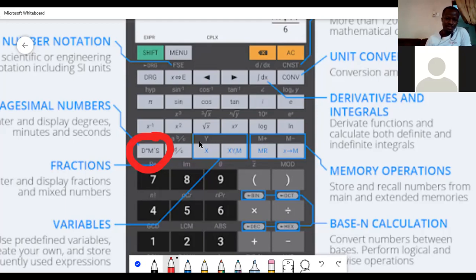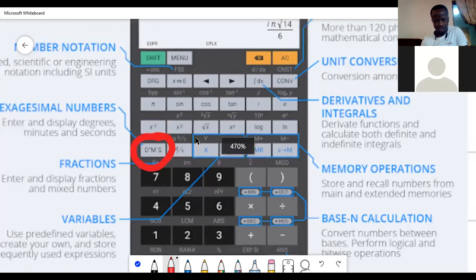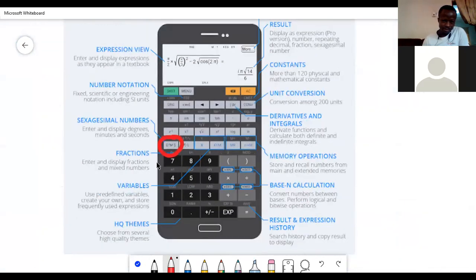So I think he's been explaining it, isn't it? Let me see. Sexagesimal numbers, I don't know. I think that's what he means by that. Enter and display degrees, minutes, seconds. I think that's probably the proper term for it. Sorry, excuse me for my ignorance. So that is basically it.